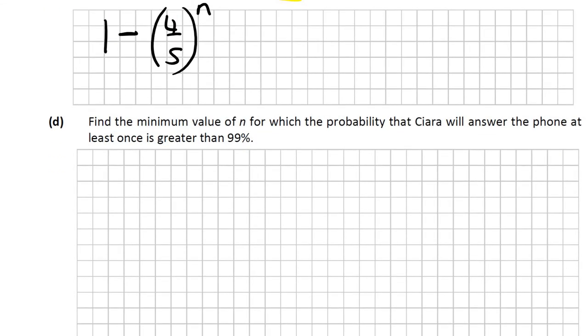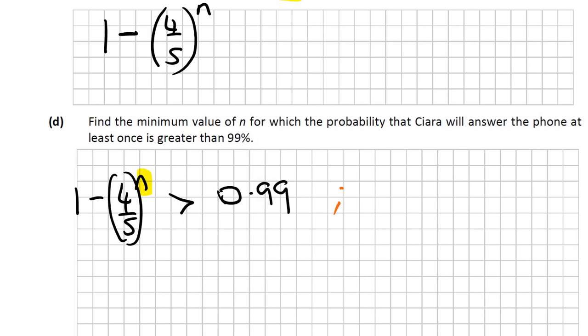Find the minimum value of n for which the probability that Kira will answer the phone at least once is greater than 99%. Okay, so we've kind of set ourselves up with the last question. That's the probability that she will answer the phone at least once, i.e. 1 minus the time she never answers the phone. Now we're asked, find the minimum number of n for which the probability that she answers the phone at least once is greater than 99%. Okay, so we're just going to set up an inequality. That's greater than 99%. As a decimal, that's 0.99.